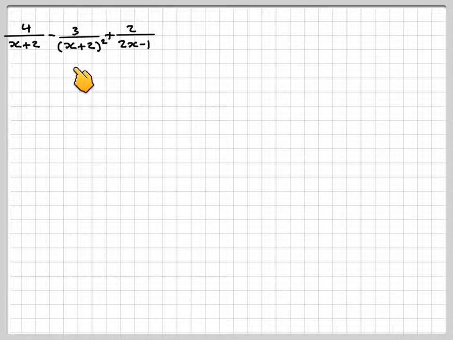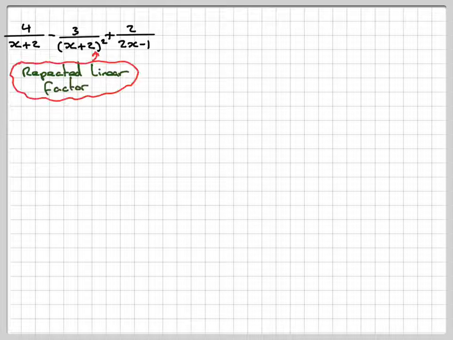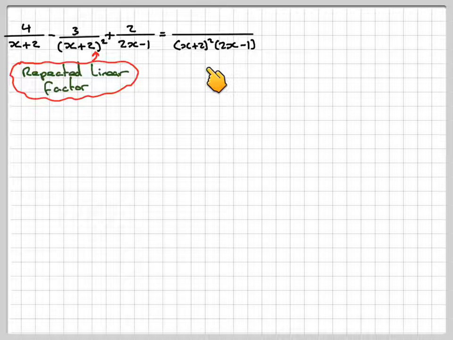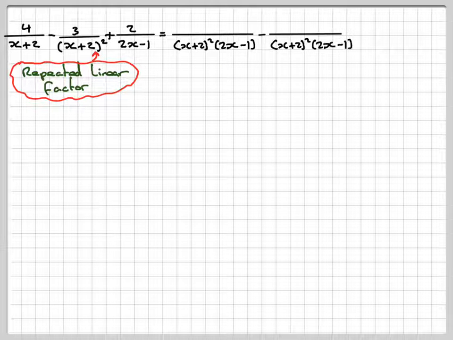Now in the second case, we've got 4 over x plus 2, 3 over (x plus 2) all squared, plus 2 over 2x minus 1. Now this one appears twice, so what we've got here is a repeated linear factor, and this is one of the cases for partial fractions. So the common denominator will just be (x plus 2) all squared times (2x minus 1). That's going to have to appear 3 times for each bit.